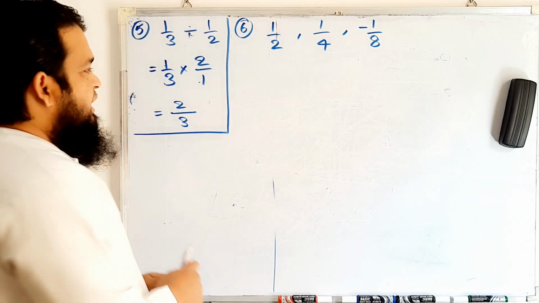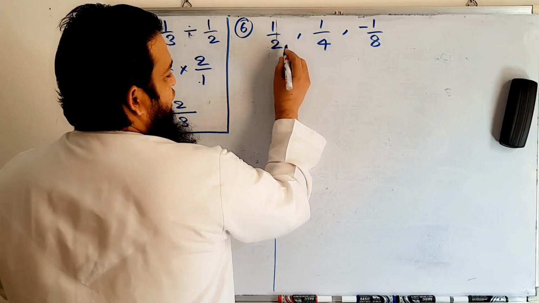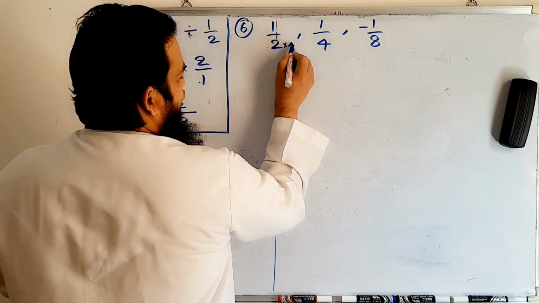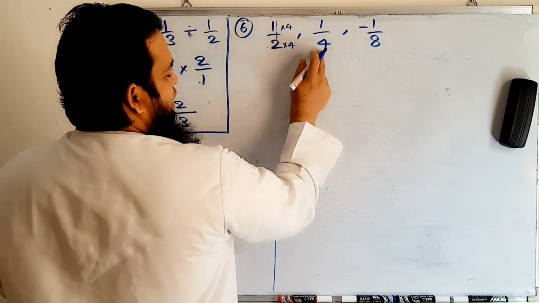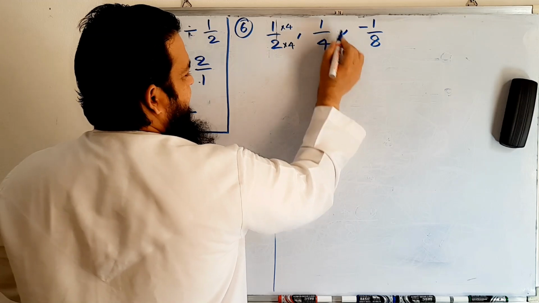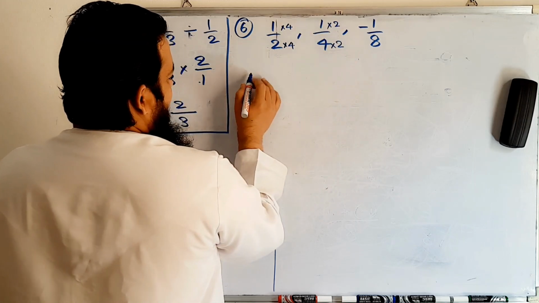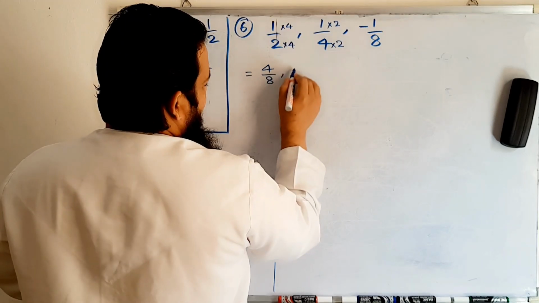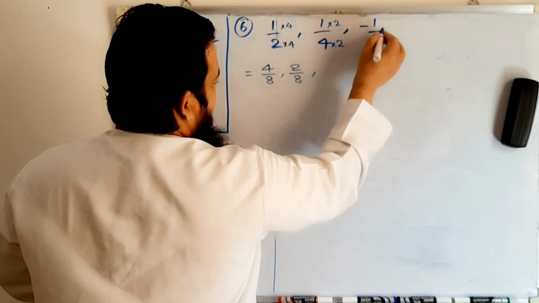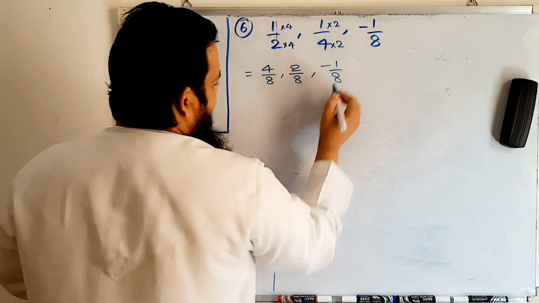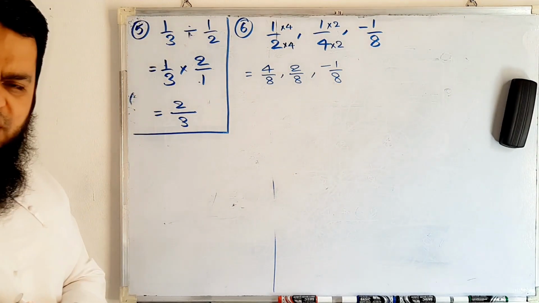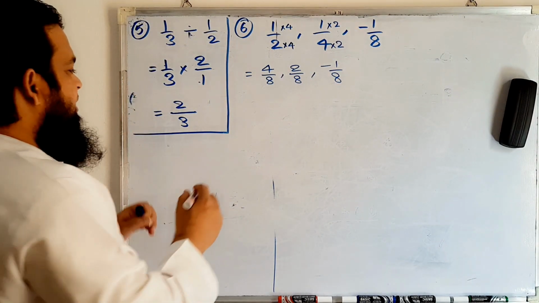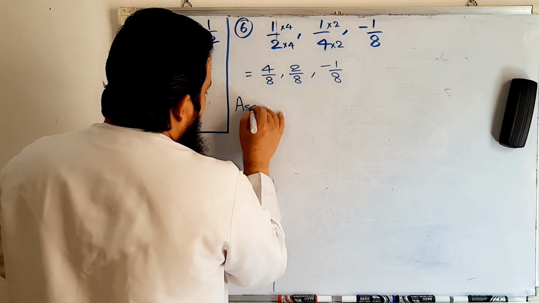Therefore, we can change it directly. How can 2 be changed? Multiply with 4 in numerator and denominator. How can 4 be changed? Multiply with 2 in numerator and denominator. That equals 4 by 8, 2 by 8 and minus 1 by 8. Now you have like fractions, so you can write them in ascending order.